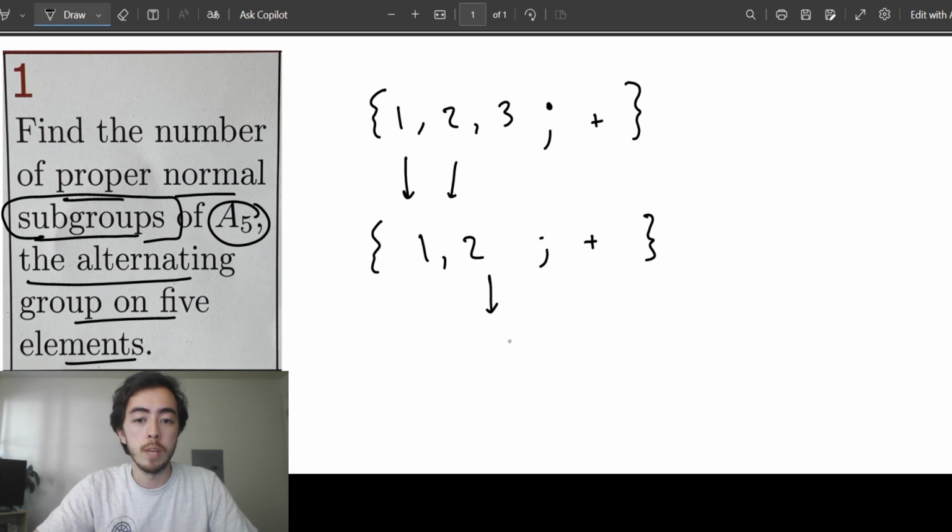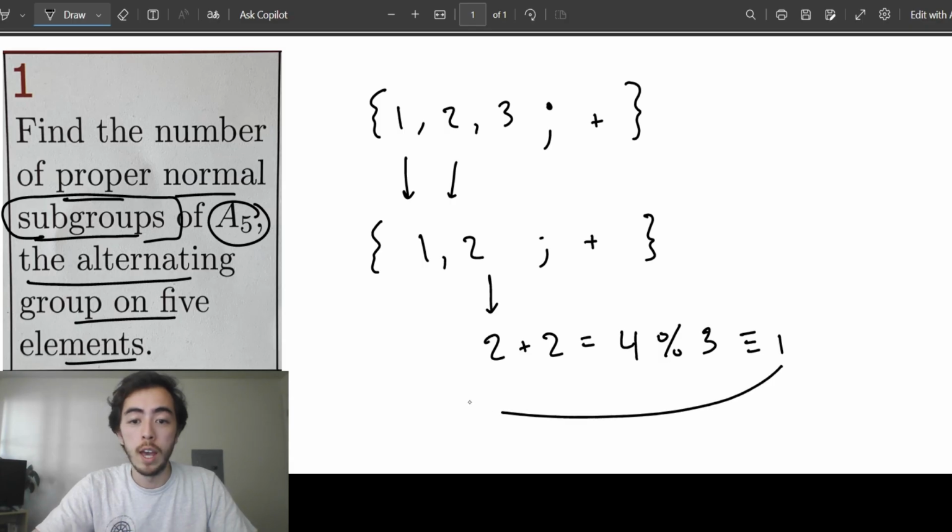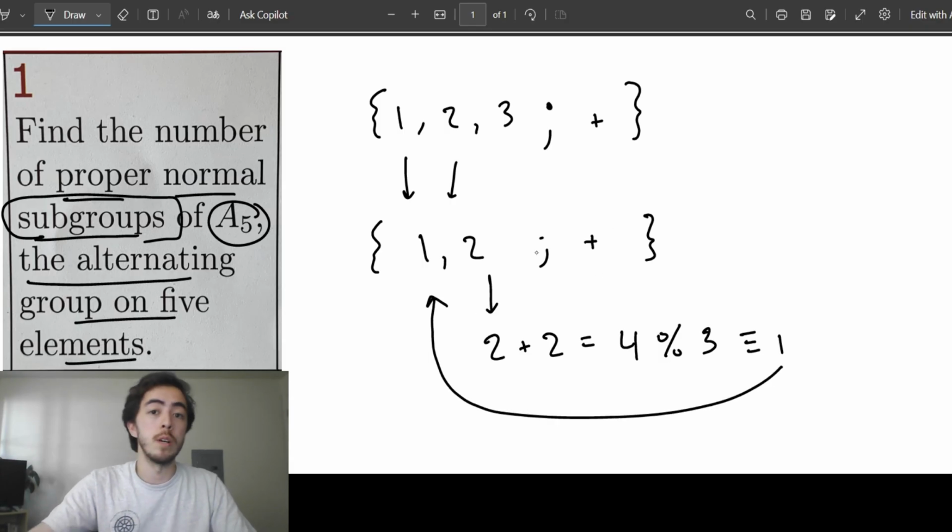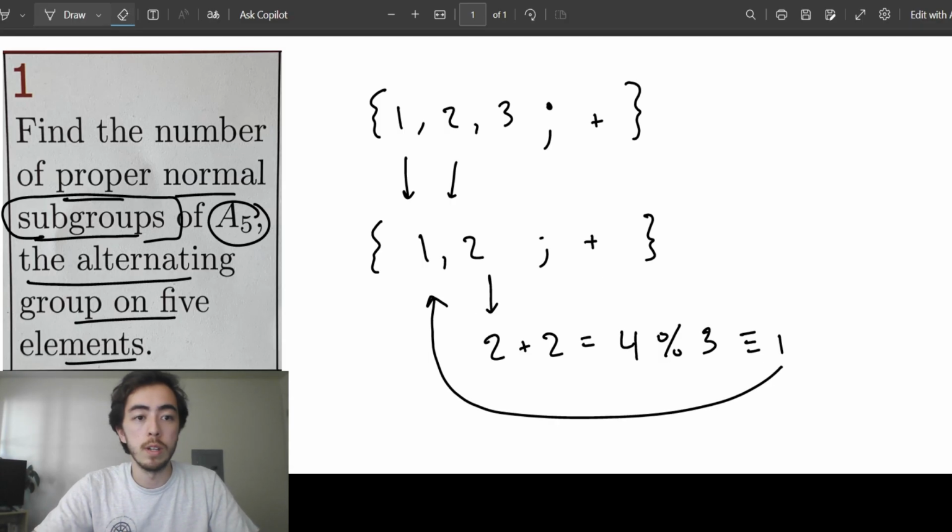I could even pull the same element itself. So I could try 2 plus 2. That's going to give me 4. With the idea of dividing by 3 and taking the remainder, that's the same thing as 1. And so far, it seems like my group is closed because I went right back to the number 1.